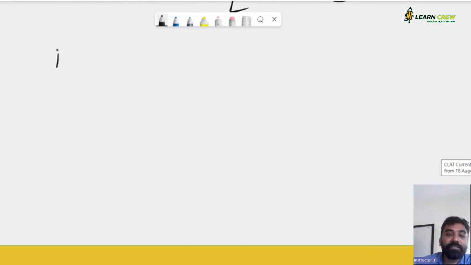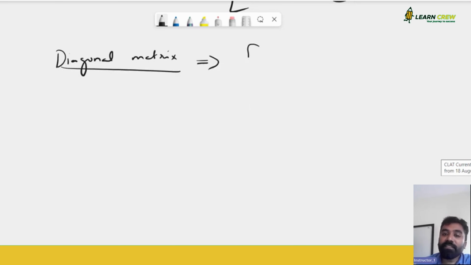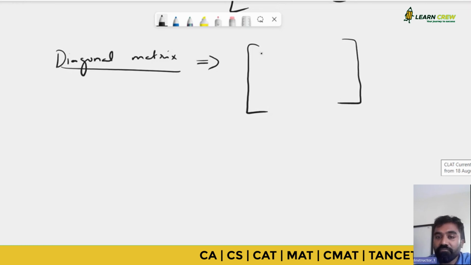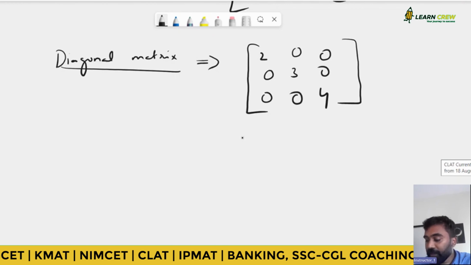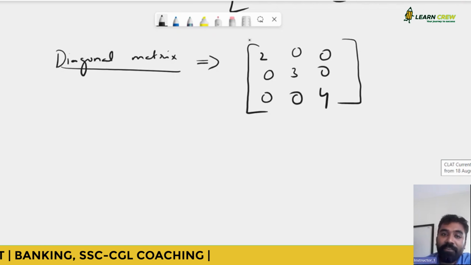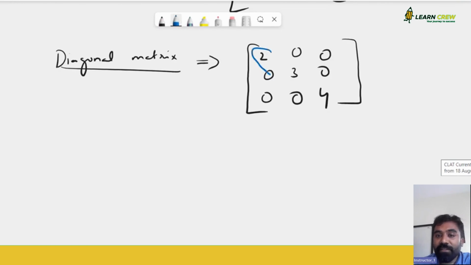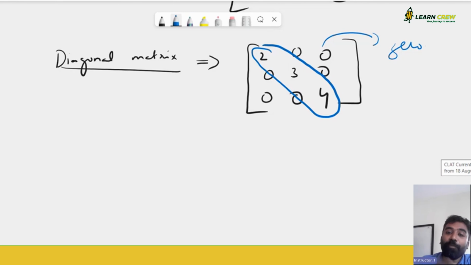Next, diagonal matrix. What is called a diagonal matrix is, imagine that this is the given matrix, and here you have 2 3 4 on the diagonal and 0 elsewhere. So the elements apart from the diagonal elements, all the other elements on the opposite sides of the diagonal, are going to be 0.